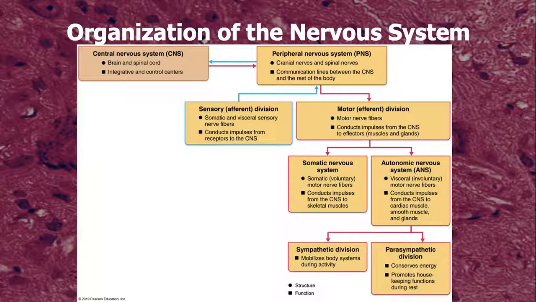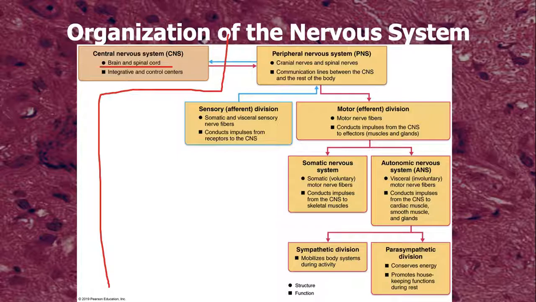Okay. So the first big difference, big divisions of the nervous system are right here. The central nervous system and the peripheral nervous system. Those are the two big categories. Okay? The central nervous system only contains two things, the brain and the spinal cord. That's it. That's all you got. Okay? Brain and spinal cord.